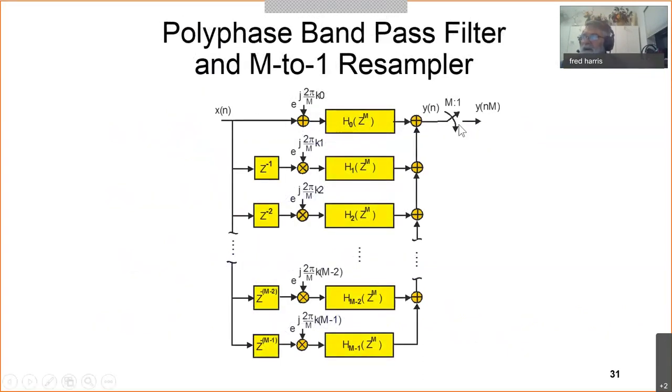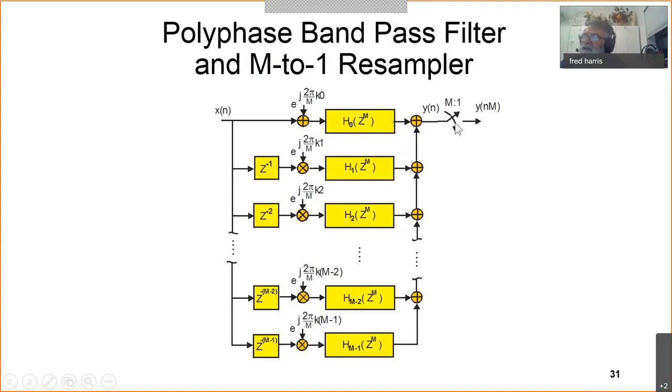We know we're going to do an M to one down sampler. Build polynomials of M. When we did that, the rotators that were in the filter were taken out, leaving behind the footprint, which only depends upon the index R. This is row 1, row 2, row 3, row M minus 1, M minus 2. K times R is the rotator.